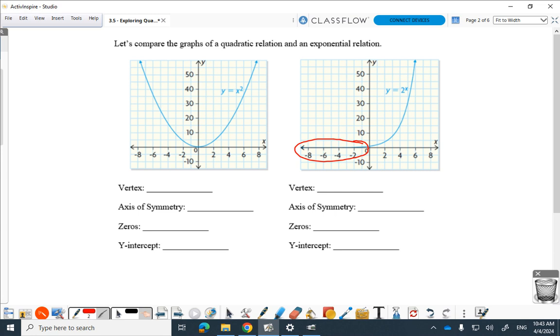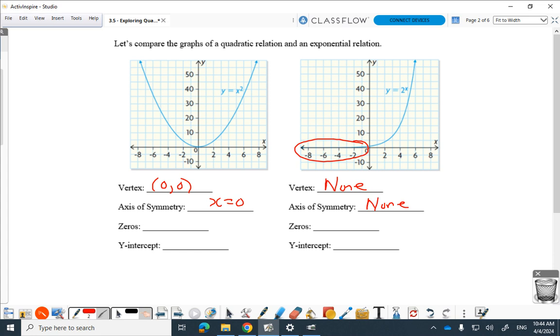Anyways, let's compare. The vertex of the quadratic was 0, 0. The vertex of this one, none. It doesn't have a vertex. It doesn't have a lowest that it gets to. Axis of symmetry, x equals 0. Axis of symmetry of exponential, none.